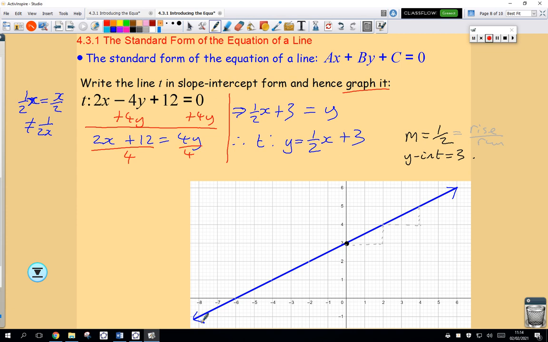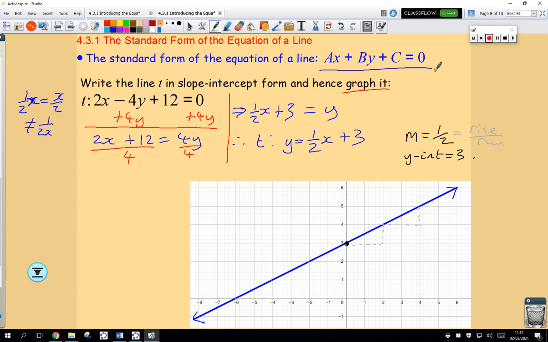So we can graph these things in slope-intercept form very easily. If we're given standard form, we can pretty easily change it into slope-intercept form. Find the slope, find the y-intercept. Once I have a point and once I have the slope, I can plot this line. Okay.